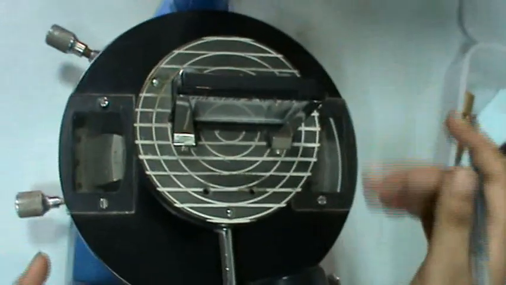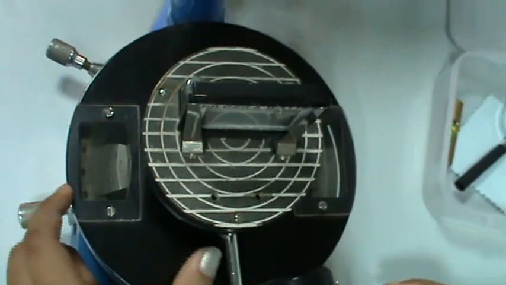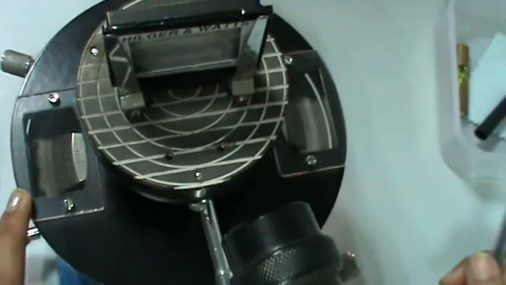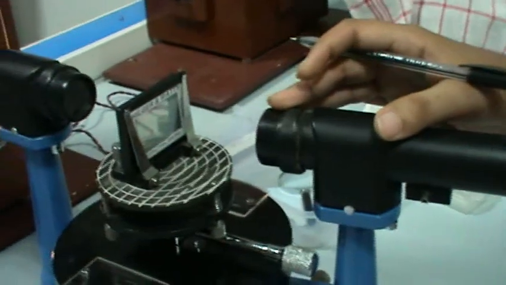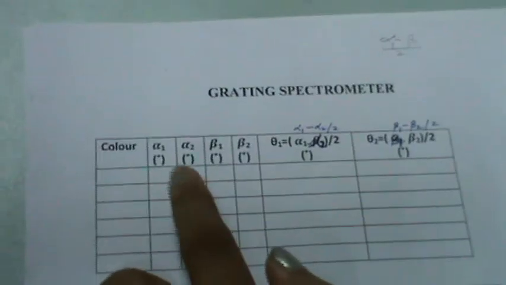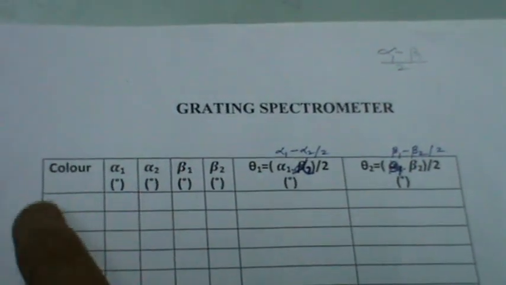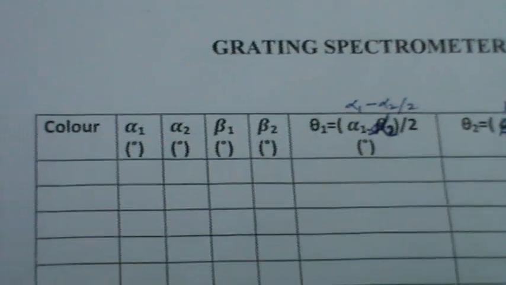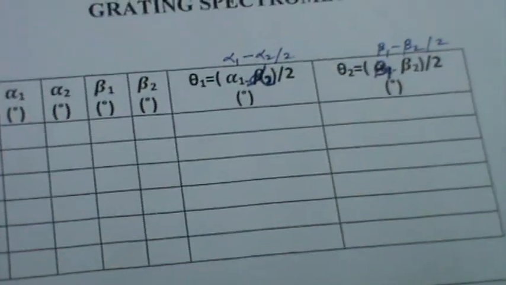In the whole experiment you will consider this as alpha 1 and this as alpha 2. Suppose you are taking the reading for the red spectral line. This is my alpha 1, this is my alpha 2 reading, which I will be writing in this column, and the same will be followed for the different spectral lines up to violet 1 and violet 2.